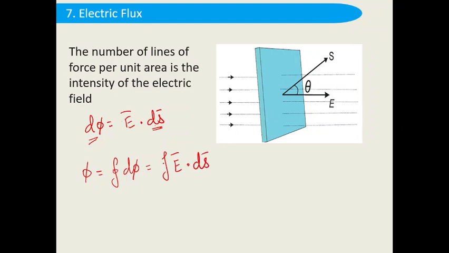Moreover, sometimes it is written as a closed integral. So the formula of phi is phi equal to the closed integral of E bar dot ds bar. So this is all about electric flux.